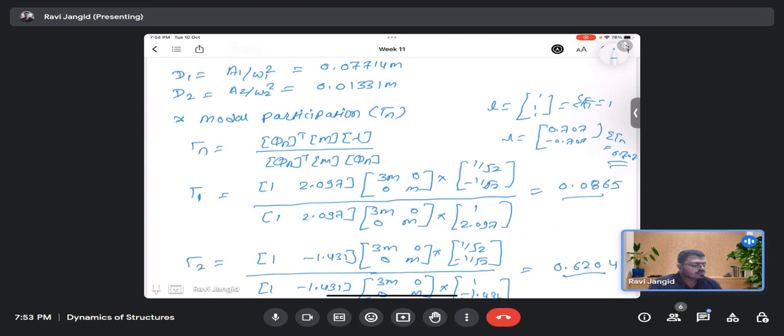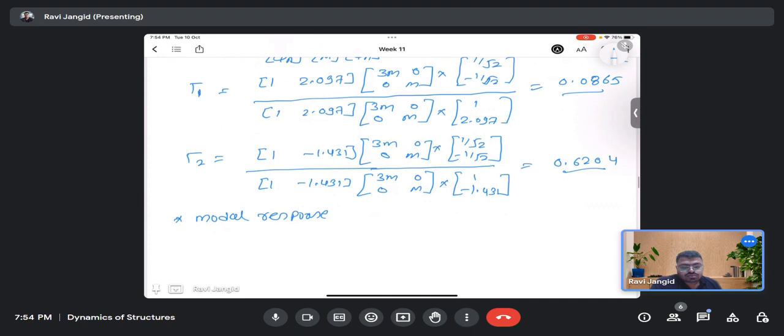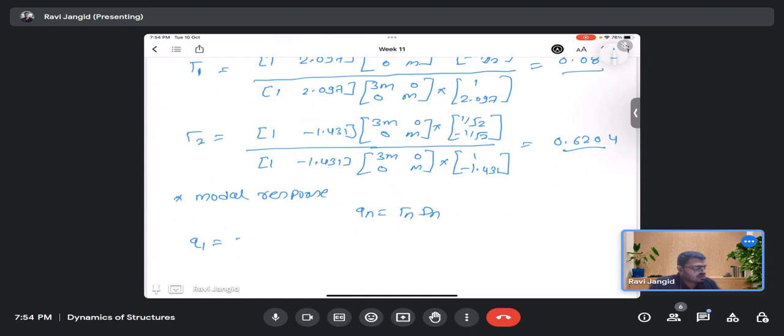Okay. So after getting that, you can find out the modal response. That can be Qn equal to gamma n times Dn. So Q1 would be gamma 1 D1. That would be 0.0865 times 0.07714. So that would be coming around 6.67 m1. Okay, multiply it by 10 raised to power 3 also, so that it would be easier.